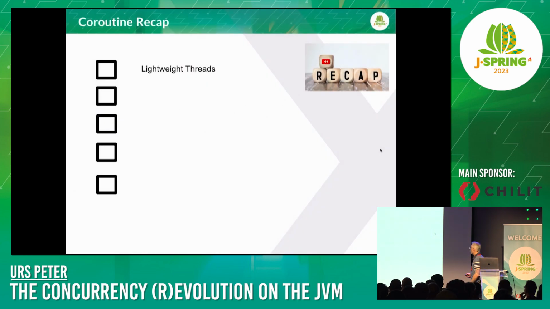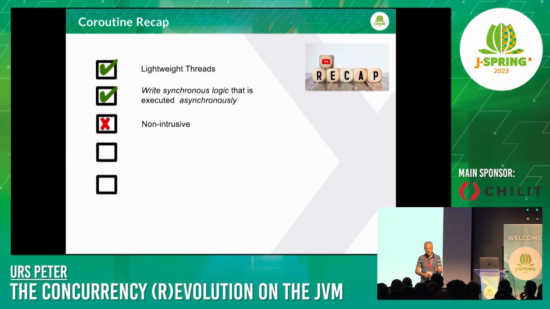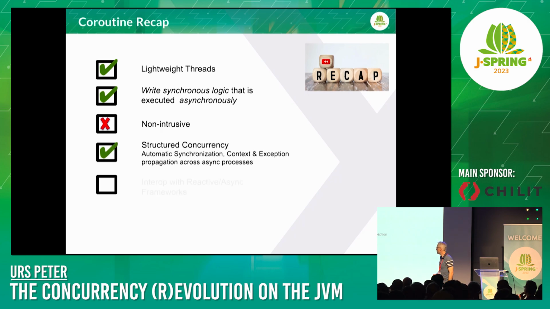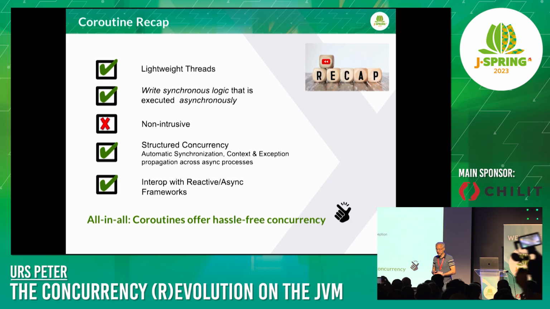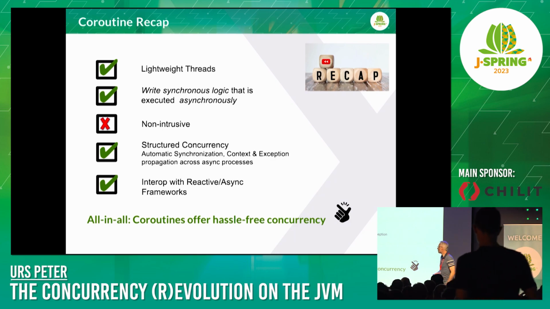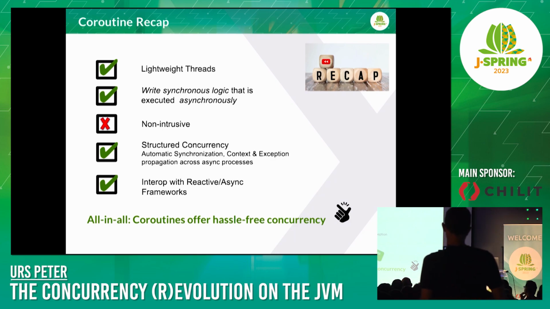Okay, so let's recap. We've seen that with coroutines we have lightweight threads. We can write our logic synchronously, which is executed in an asynchronous fashion. It is intrusive to a certain degree because we have the suspend methods, and you cannot just call a suspend method from everywhere. This is a kind of disadvantage we have here. We have great structured concurrency, and interop with reactive frameworks really works very, very well. So all in all, this is really what you get with coroutines: hassle-free concurrency.